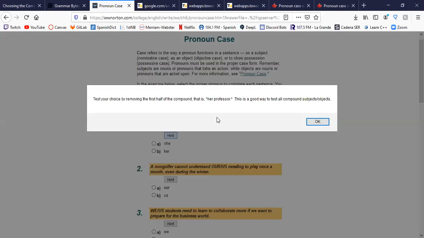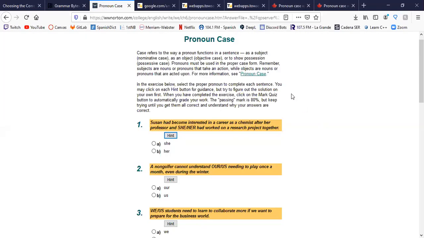So here, the hint is, test your choice by removing the first half of the compound, that is, her professor. This is a good way to test all compound subjects and objects. And I actually talked about this earlier, if you remember. So again, try to think. I'll leave the hint here for you guys. So pause the video and figure it out. Okay, so let's take that hint away. So the answer here is she.